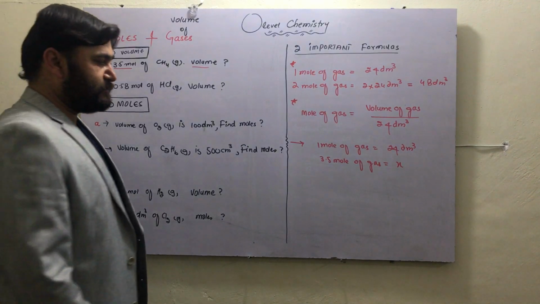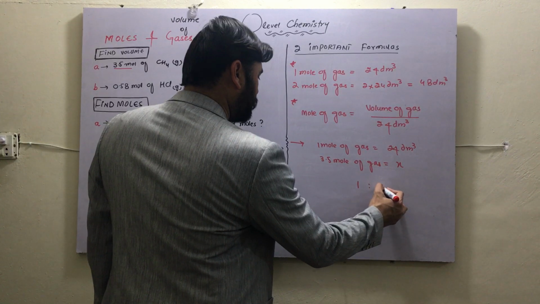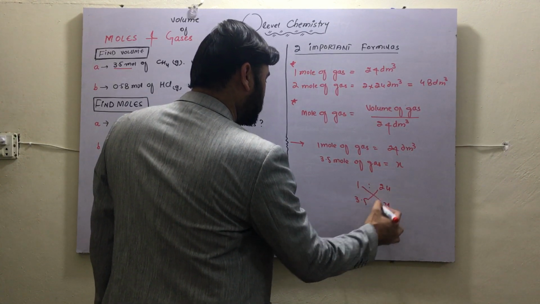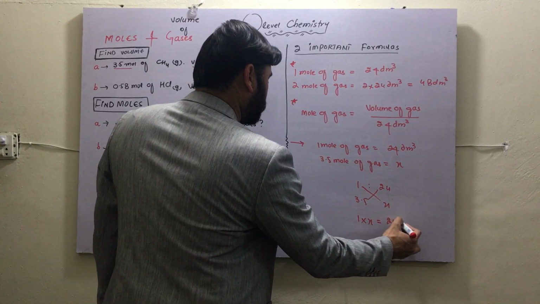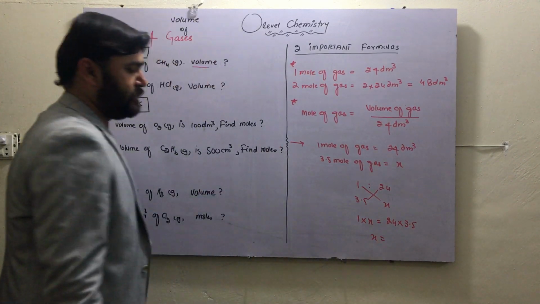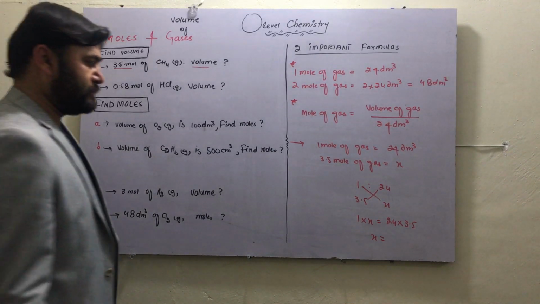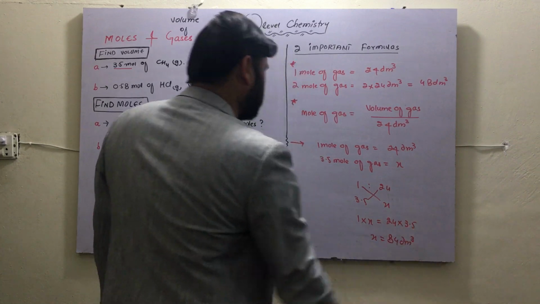So we simply say 1 mole is equal to 24 dm cube, so 3.5 moles is equal to X. We cross multiply it. So 1 multiplied by X is equal to 24 multiplied by 3.5, and if we find the answer from the calculator, X comes out to be 84 dm cube. 84 dm cube will be the answer.